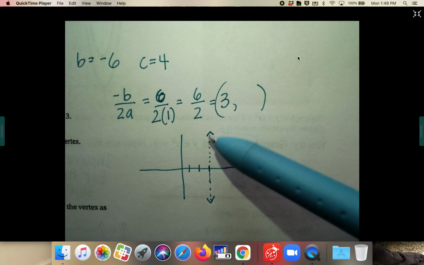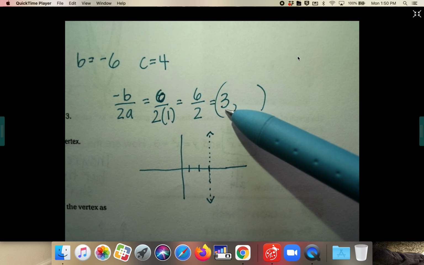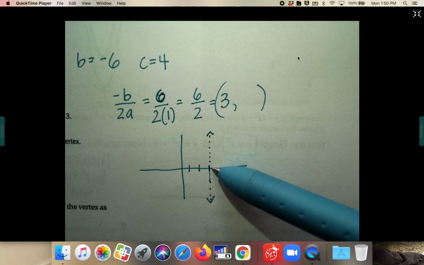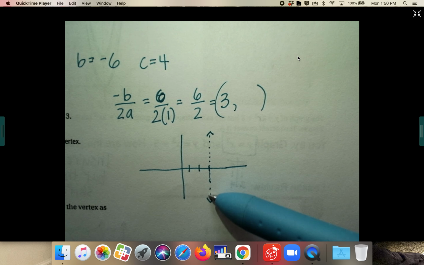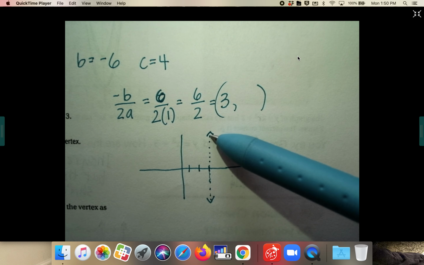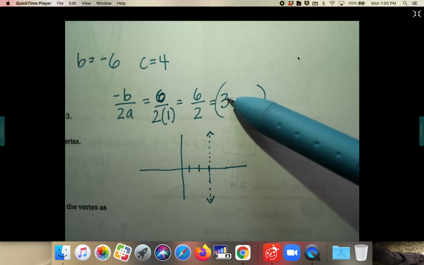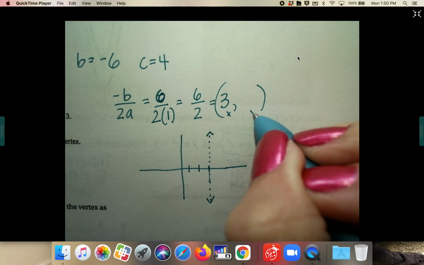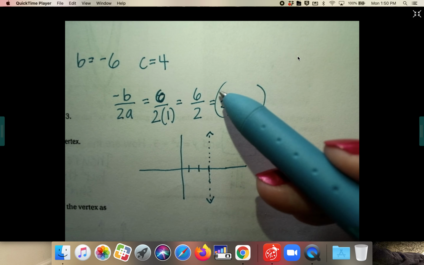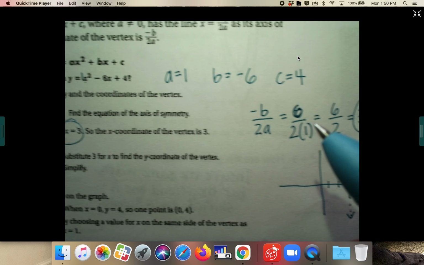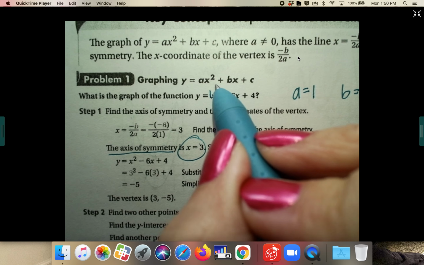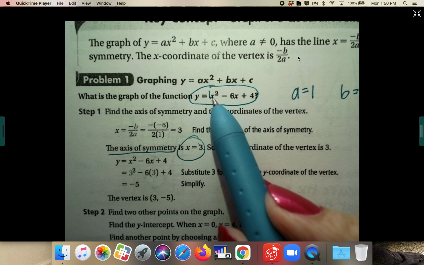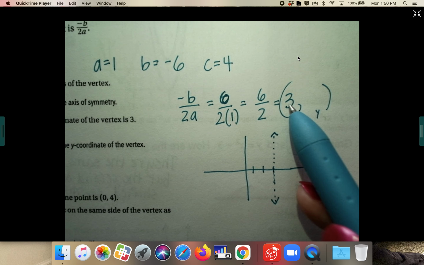That's not only the axis of symmetry, but it's also half of your vertex. So in order to find the other coordinate, to find where our vertex is on the axis of symmetry, we have to plug in 3 for x. The reason is because it is our x value and we're looking for our y. So we're going to take 3 and plug it in for x in this entire equation. Every time you see an x, I'm going to make it a 3.